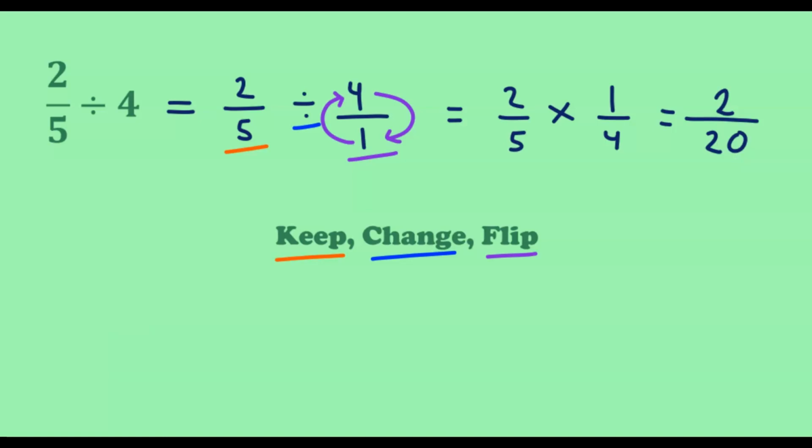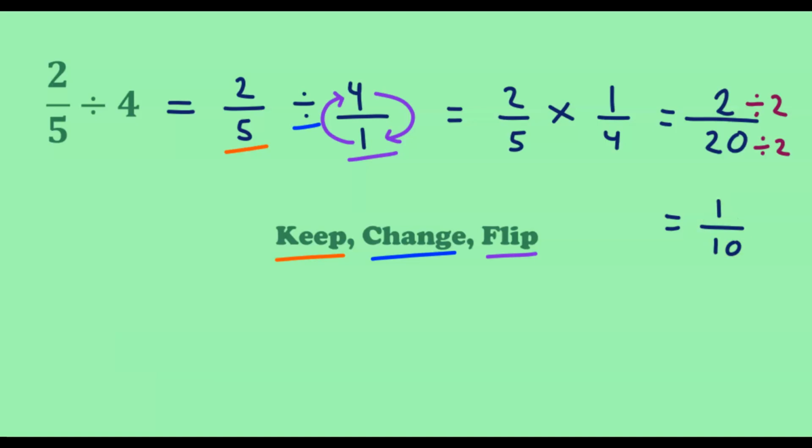Now note that the greatest common factor of 2 and 20 is 2, so we divide the numerator 2 by 2, and we divide the denominator 20 by 2 as well to obtain an equivalent fraction. So 2 divided by 2 is 1, 20 divided by 2 is 10, and so this is our required answer. That is, 2 over 5 divided by 4 is equal to 1 over 10.